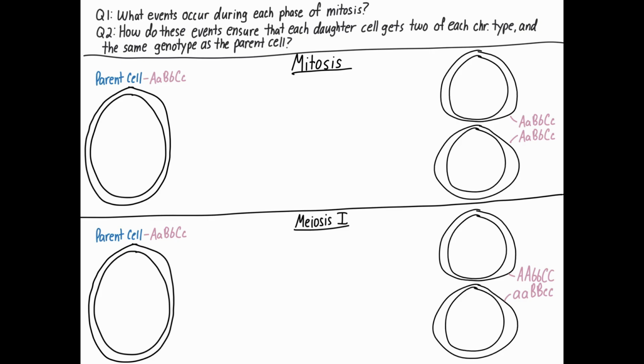To see why this is, let's follow 3 genes on 3 different chromosomes in cells that undergo either mitosis or meiosis I. In this example, the parent cell in both is heterozygous at all 3 genes. One reason for this is a difference in how sister chromatids are moved during mitosis and meiosis I.